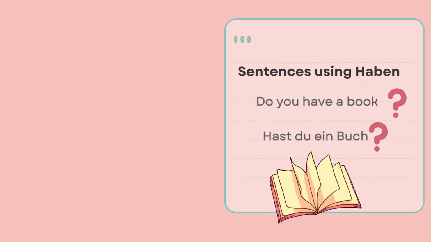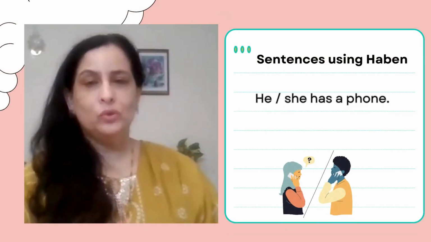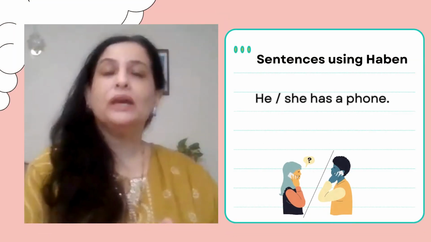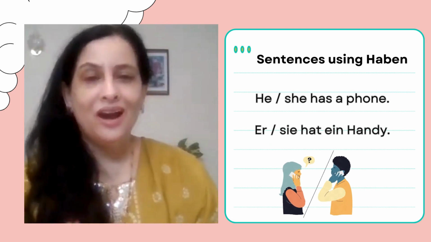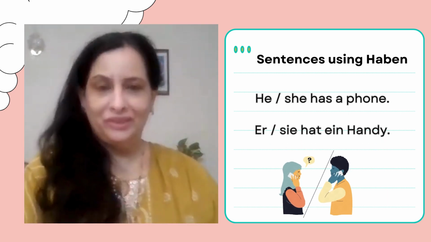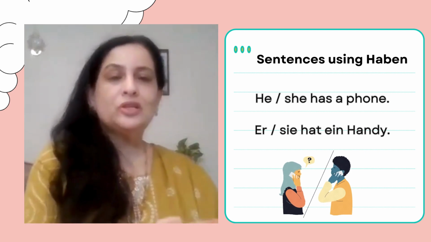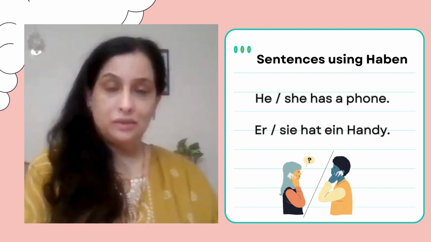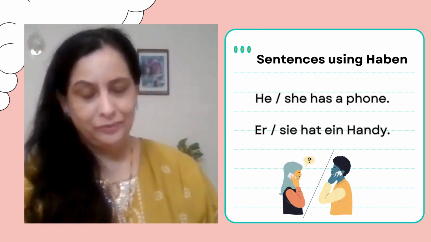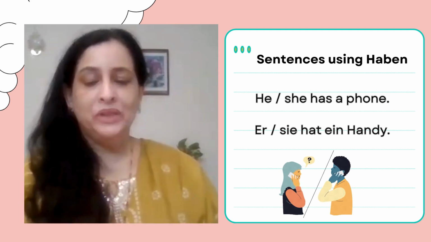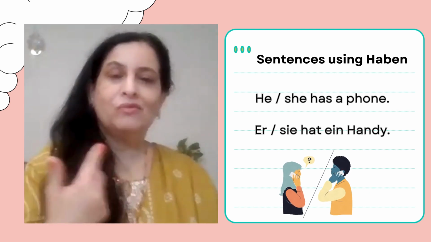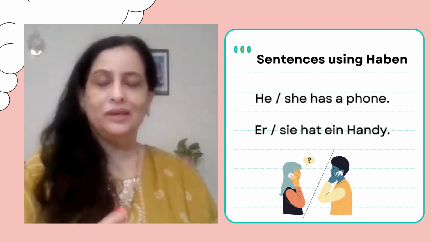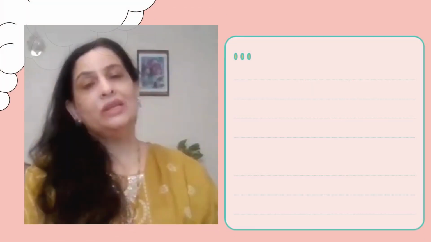Then the next one will be he or she has a phone. So it will be hat, er hat ein Handy. Ein is an indefinite article. Or she has a phone, meaning sie hat ein Handy. So here what is happening? The conjugation of verb haben will be hat. The form is hat here.